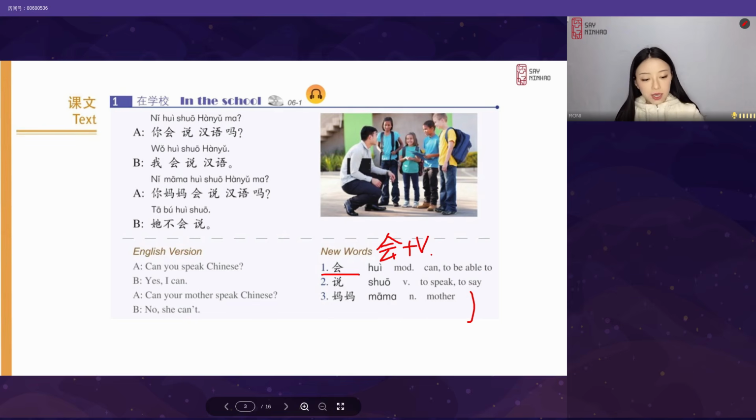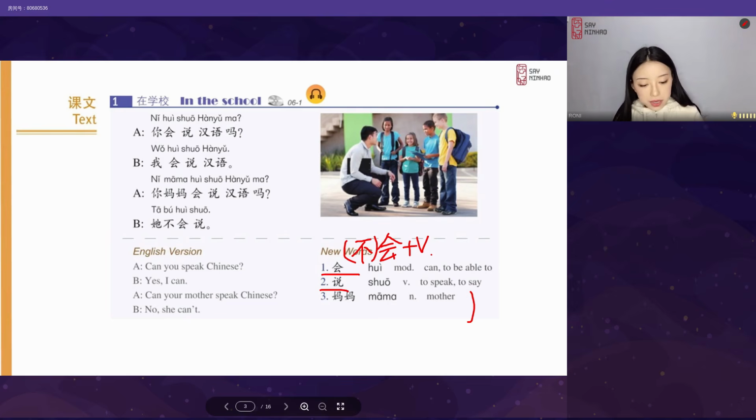Okay, this is 会. And the negative form of this 会 is to put a 不 before it. And how to read it? It is 不会 because of the tone sandhi of 不. When 不 is before a fourth tone syllable, it will change to second tone. 不会. Okay, this is 会.